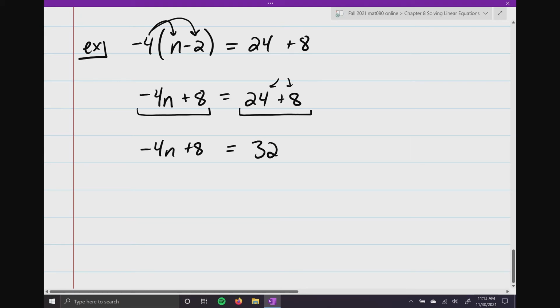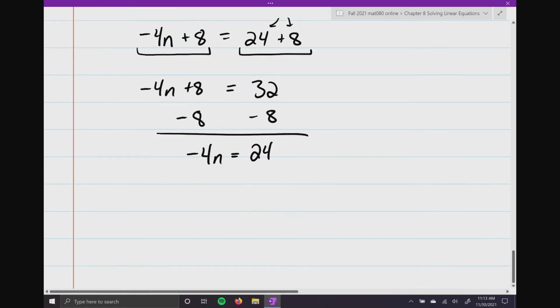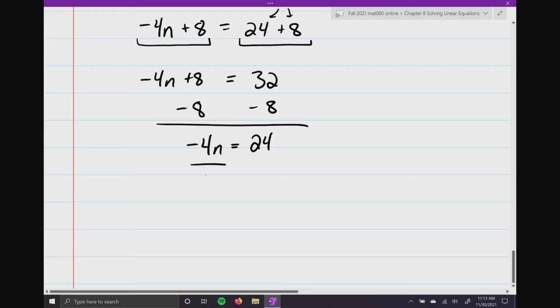All right, so now I need to get the variable terms on one side, constant terms on the opposite side. So I need to look at the left-hand side because that's where my variable is. Negative 4 times n plus 8. So I'm going to subtract 8 from both sides. That gives me negative 4 times n equals 24. And then finally, I divide both sides by negative 4 to give me n equals negative 6.